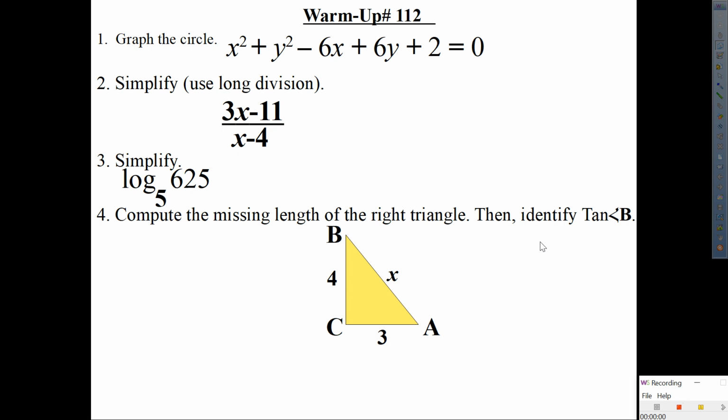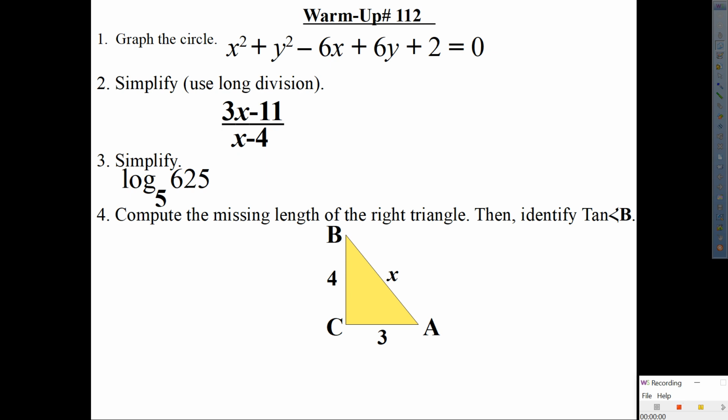So let's go back at this. Warm-up number 112 is on the screen, and just to recap what we did before the Easter break, number one says graph the circle x squared plus y squared minus 6x plus 6y plus 2 equal to 0. Number two, simplify using long division. We got 3x minus 11 over x minus 4.